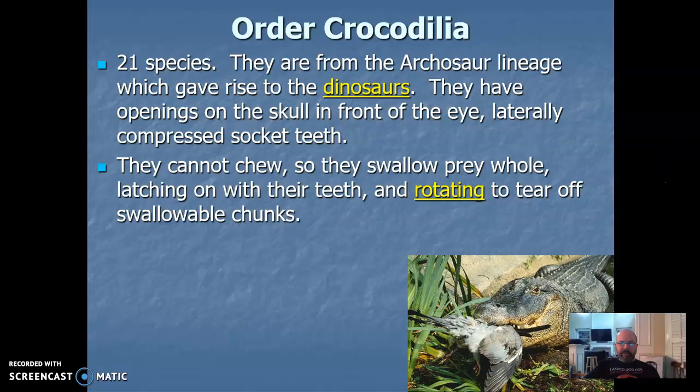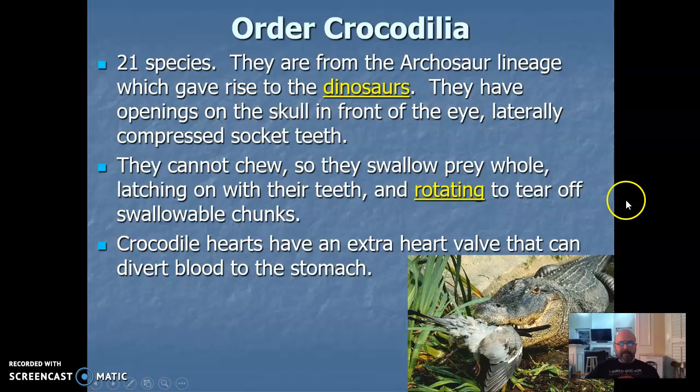So you may have heard of something called a death roll. It's called that because death rolls will usually kill the prey. They latch on, and then they start spinning because they can't chew and tear off a piece of meat, so they just spin until it tears off a piece.